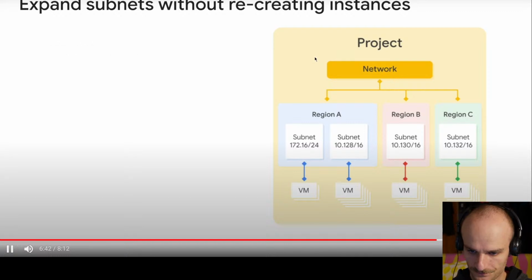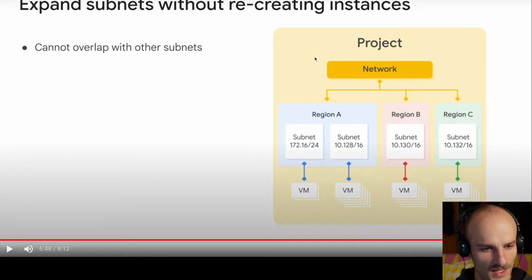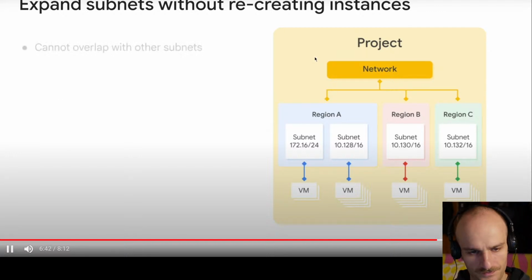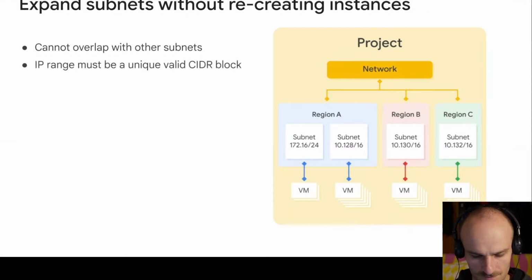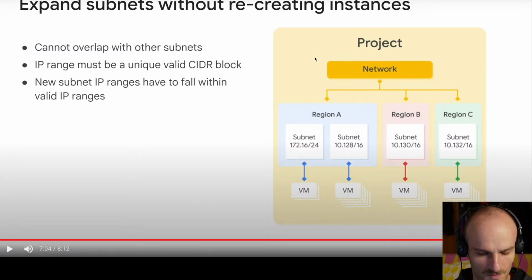Things to remember. The new subnet mask must not overlap with other subnets in the same VPC network in any region. Each IP range for all subnets in a VPC network must be a unique, valid CIDR block. Also, the new subnet IP ranges are regional internal IP addresses and have to fall within valid IP ranges.